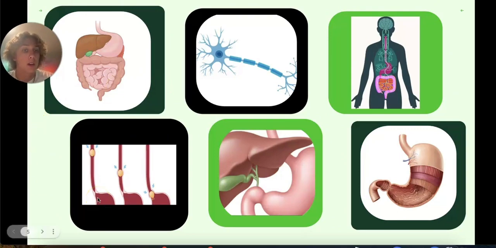So the first one is action potentials actually use peristalsis to help stretch the stomach and small intestine when it's absorbing food, which can be seen down here. It also releases secretory cells such as bile, which is released here by the gallbladder, and stomach acid, which is seen here, along with other secretory cells.